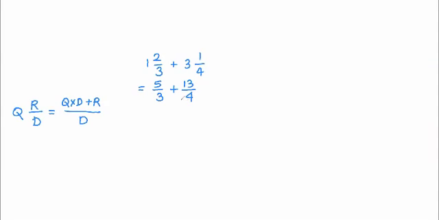Now what we need to do is, 3 and 4 are different denominators, so I have to find the LCM. If you see here, the LCM of 3 and 4 is 12. So I will convert 5 upon 3 to 12. 3 into 4 is 12, so 5 into 4 is 20. So 20 upon 12.